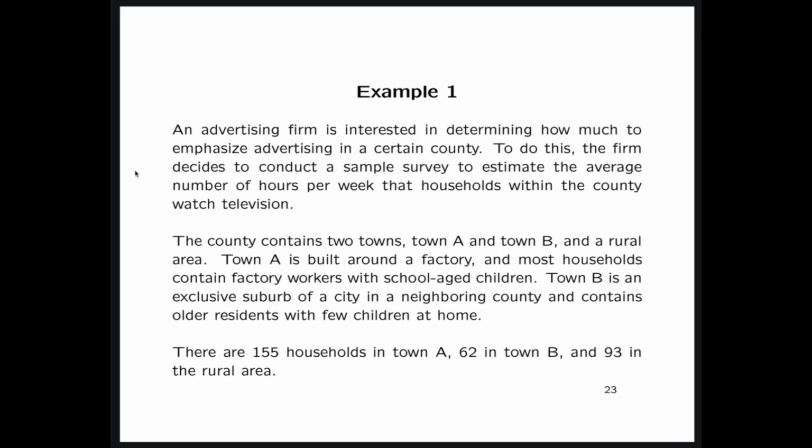Now, Town A is built around a factory, and most households contain factory workers with school-aged children. Town B is an exclusive suburb of a city in a neighboring county and contains older residents with few children at home. There are 155 households in Town A, 62 households in Town B, and 93 households in the rural area.